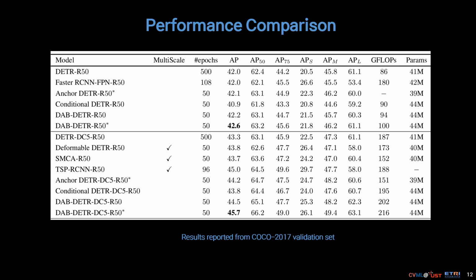So let's look at the experiment results. As we can see here, DETR took 500 epochs to get a mean average precision of 42, but in the case of DAB-DETR, we achieved a mean average precision of 42.6 in only 50 epochs, and these results are from the COCO 2017 validation set.